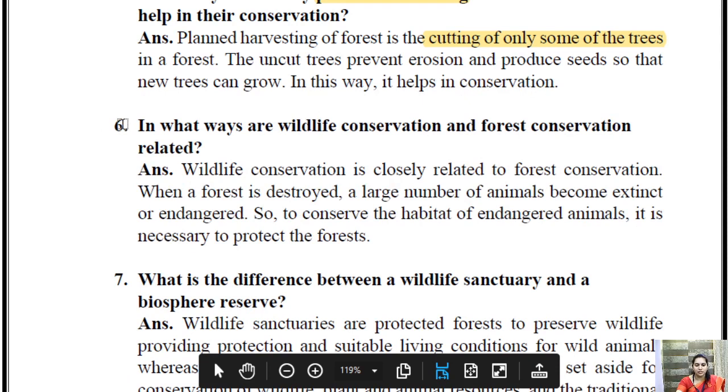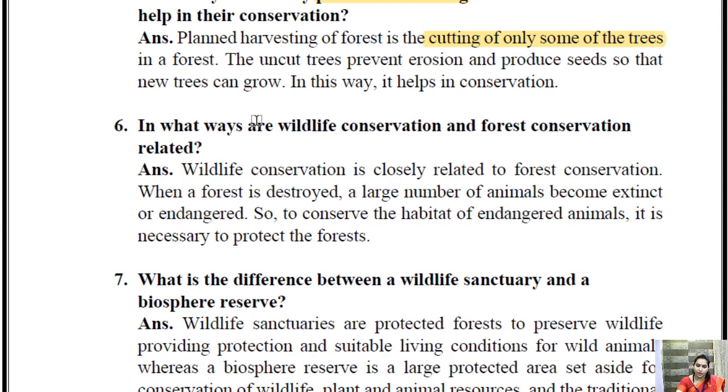Now question number 6. In what ways are wildlife conservation and forest conservation related? So I have told you previously when we were discussing the very short answer question. So then also I have told you that the habitat of wildlife are forest.